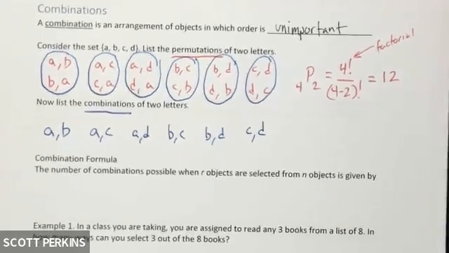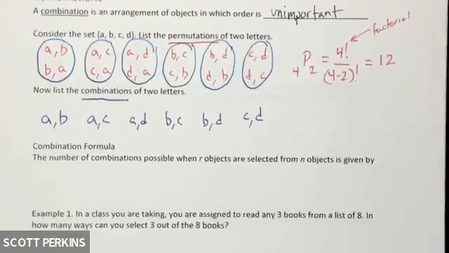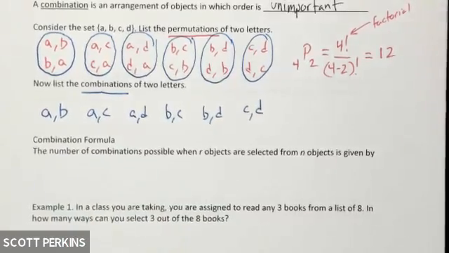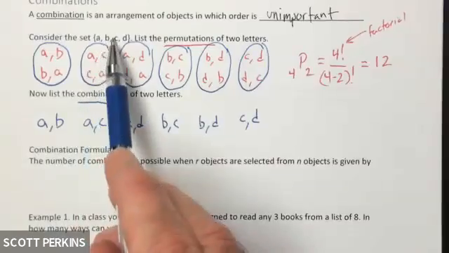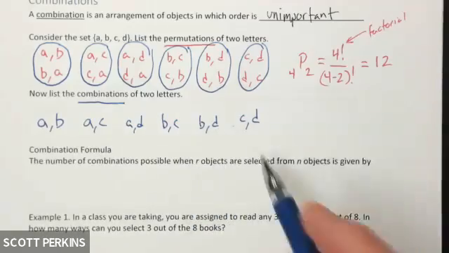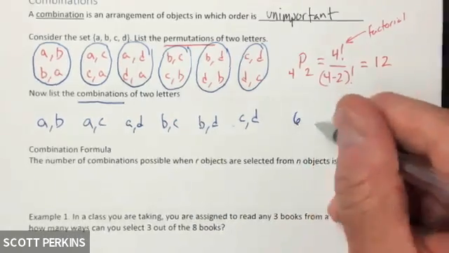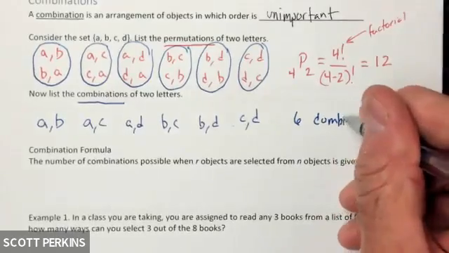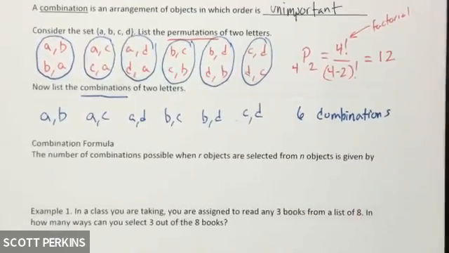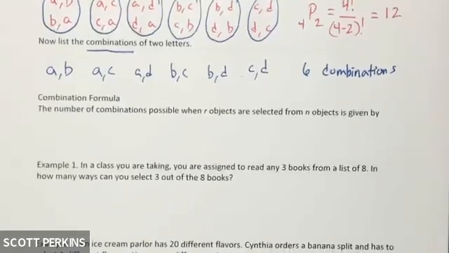So what we can do is extend the permutation formula. We can come up with what's called the combination formula to determine how many. So in this case, when I have 4 objects, I'm choosing 2. Order doesn't matter. There were 6. There's 6 combinations. And so here's the combination formula.